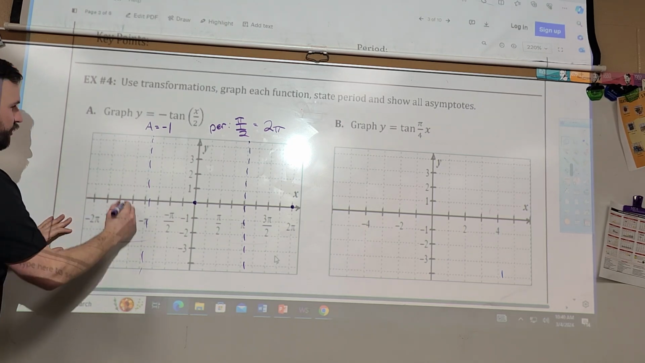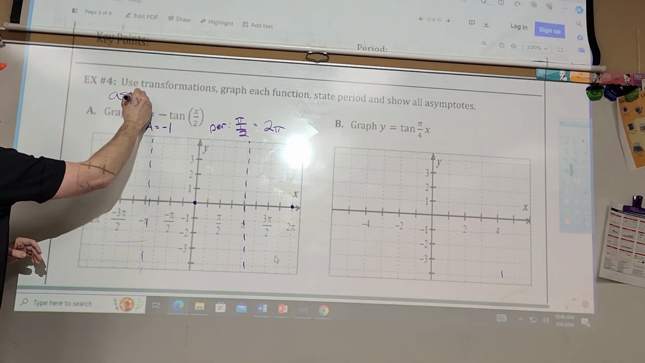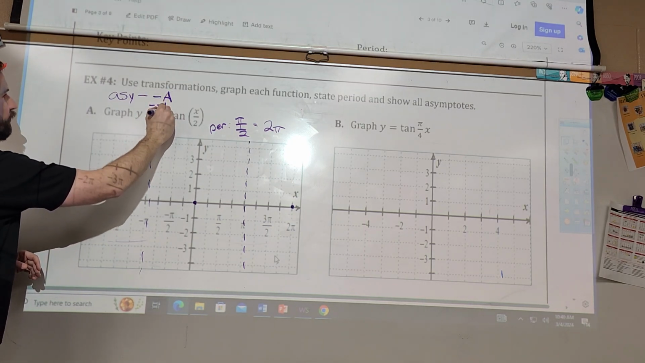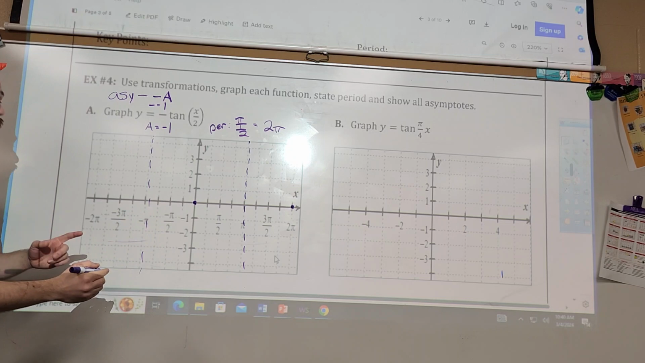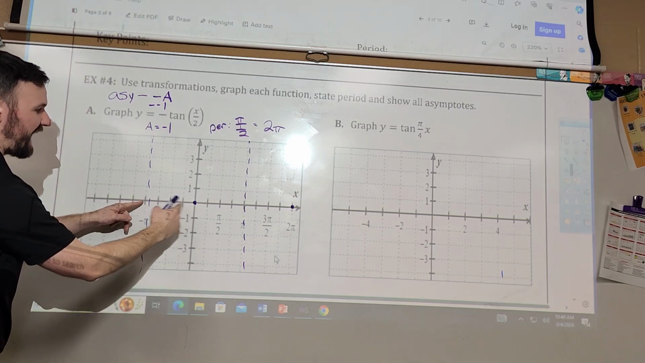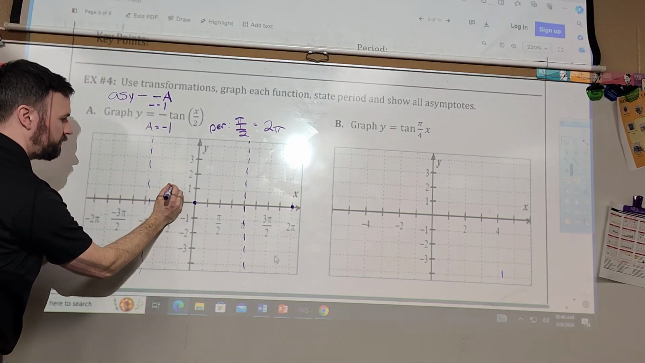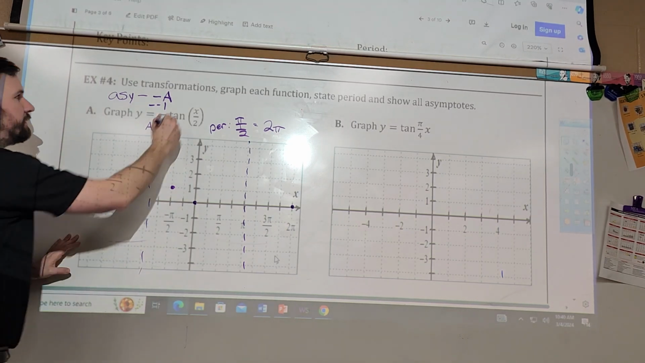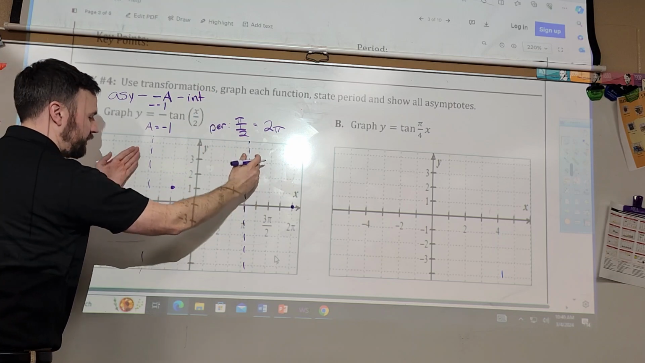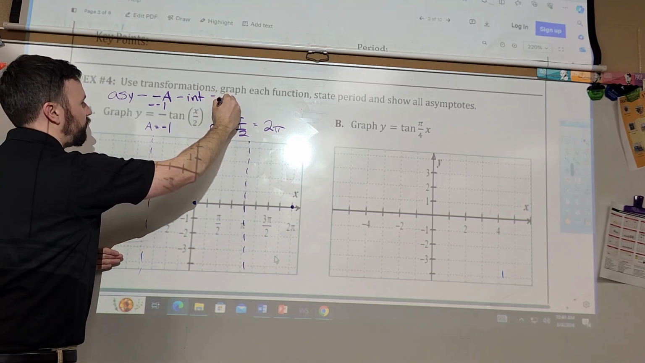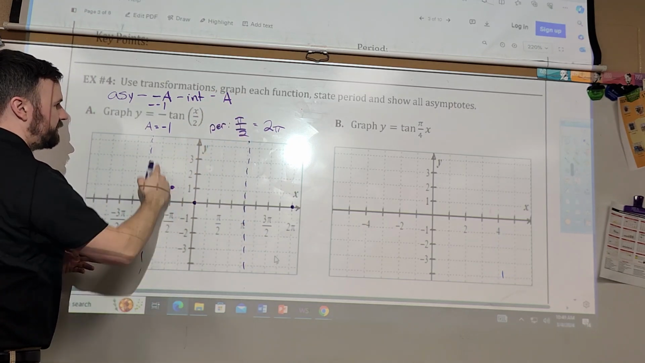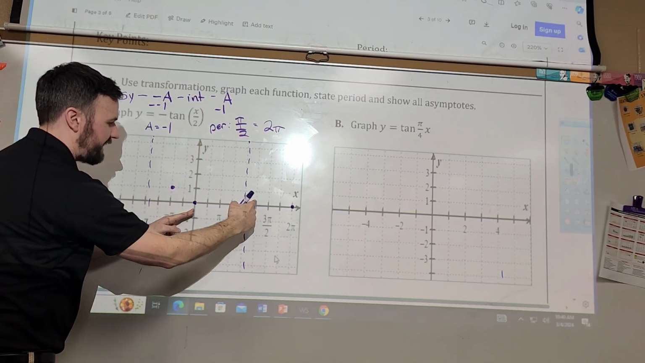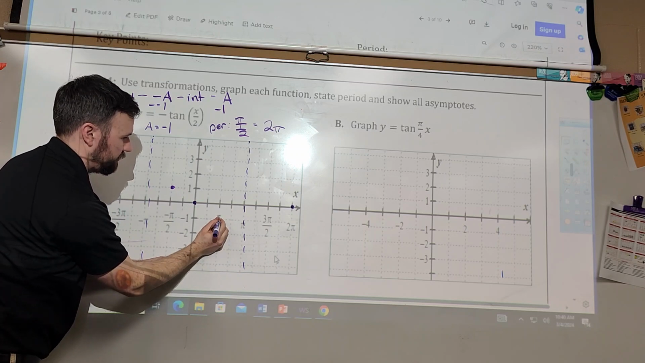Now, I have an asymptote. What's my next point? It's negative a. So what's negative negative 1? 1. So when I cut this in half, I go up to 1. Intercept, I found it's halfway in between. And then my next point is positive a. So I go negative 1. And that has to be halfway.